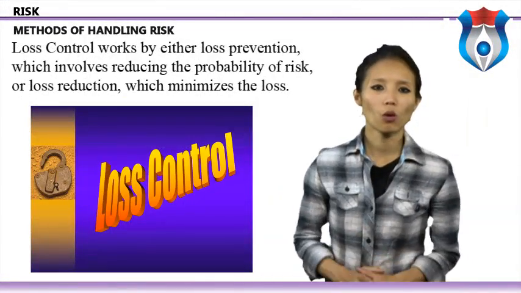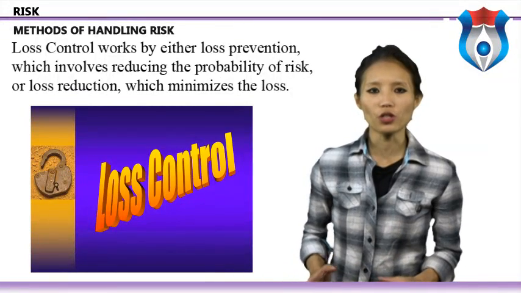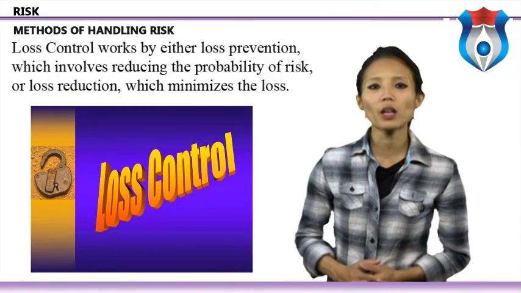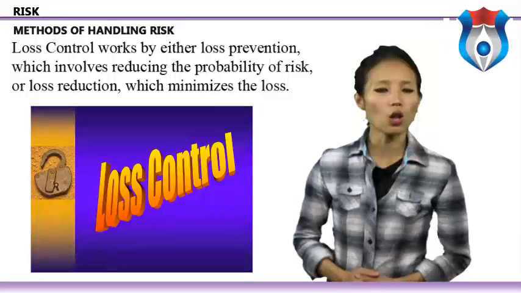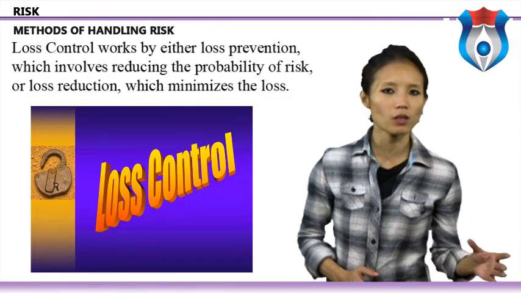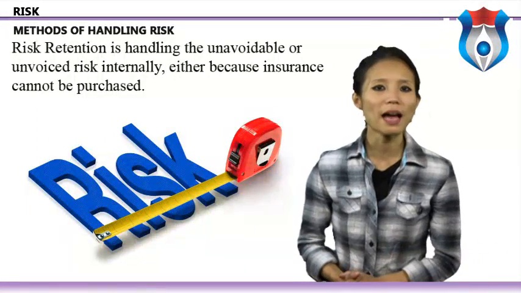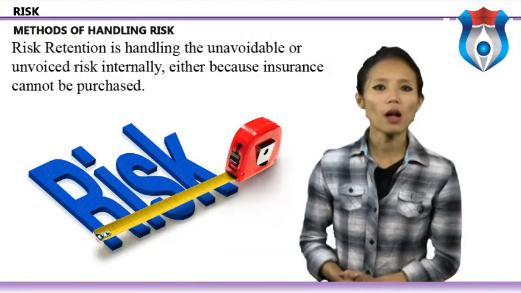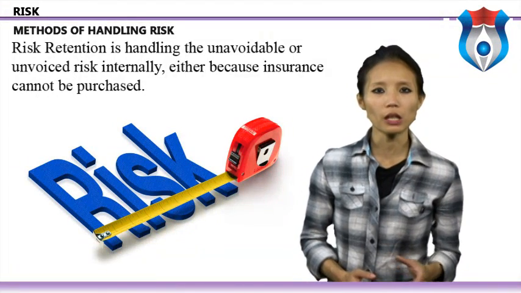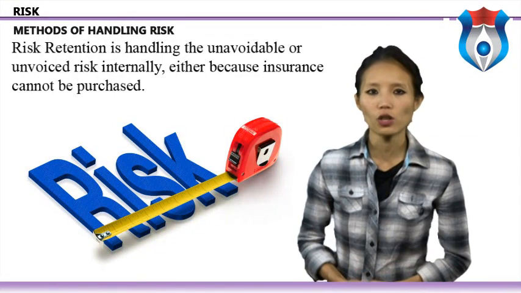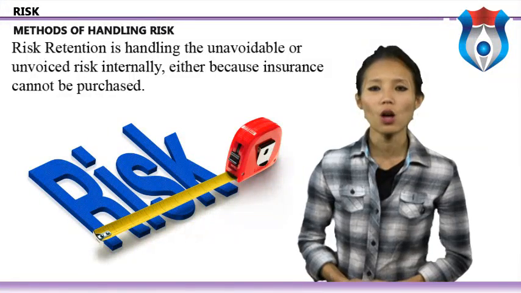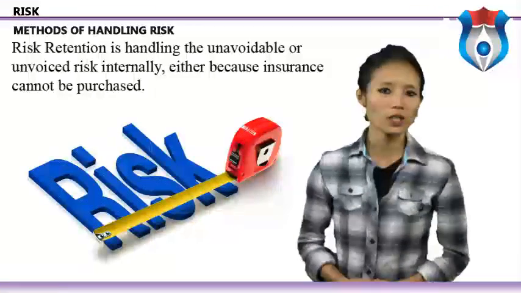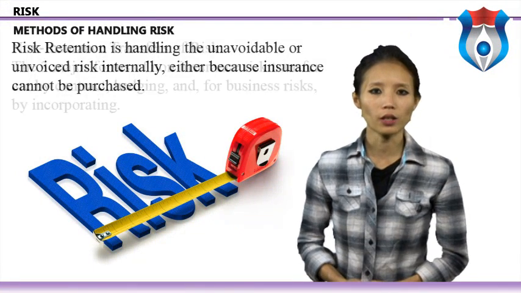Loss control works by either loss prevention, which involves reducing the probability of risk, or loss reduction, which minimizes the loss. Risk retention is handling the unavoidable or unvoided risk internally, either because insurance cannot be purchased or it is too expensive for the risk, or because it is much more cost effective to handle the risk internally.